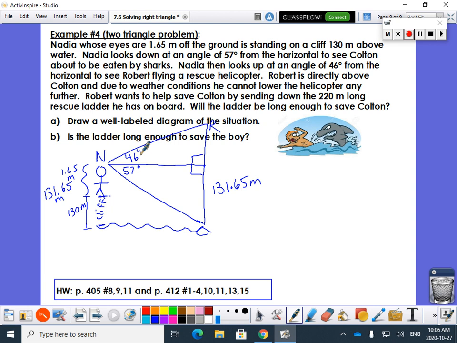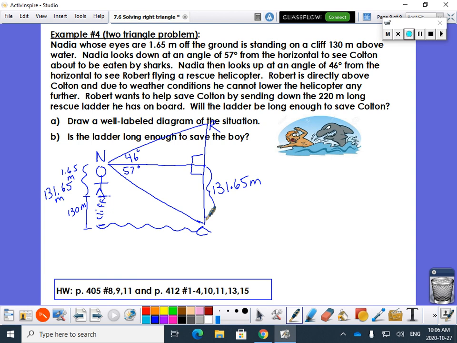So, draw a well-labeled diagram. Well, we've been doing that as we've been reading the question. So I want to say just from here to here is 131.65, so please don't forget that. So pretty much, you guys tell me, what are we trying to figure out here?